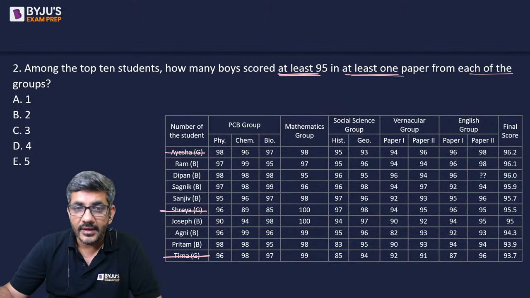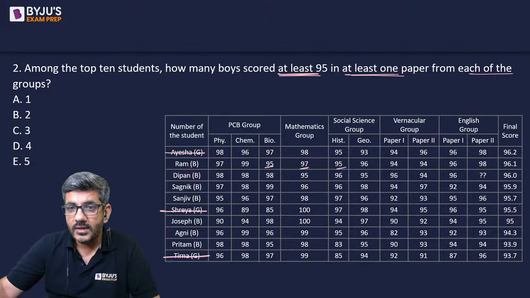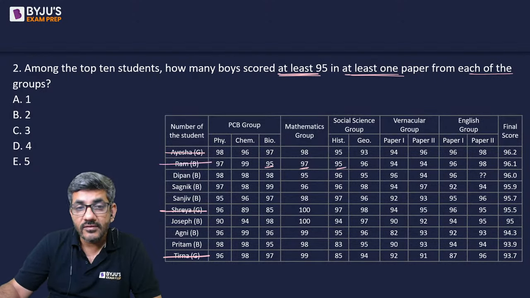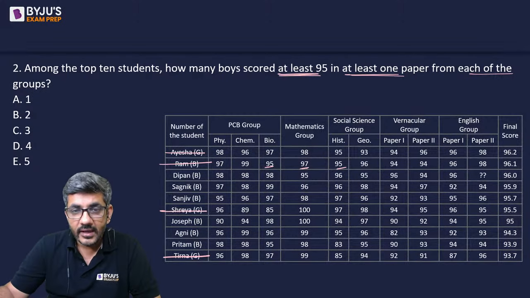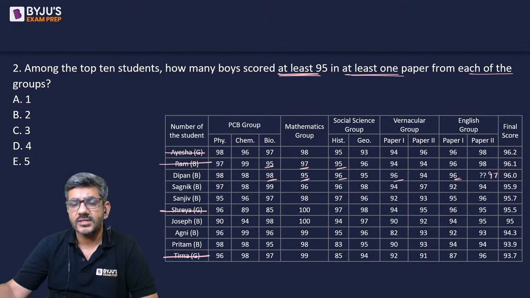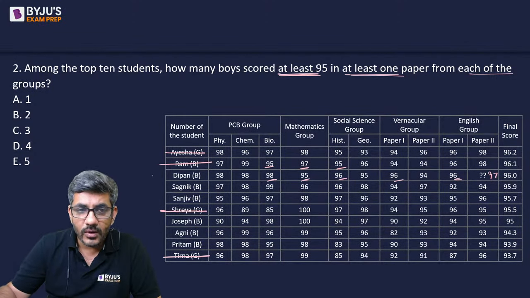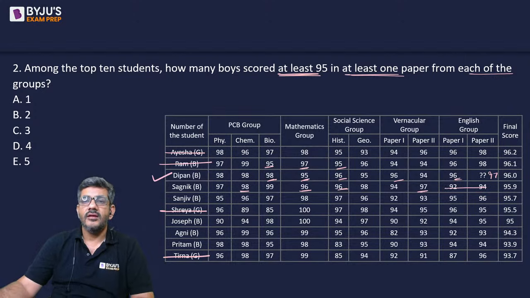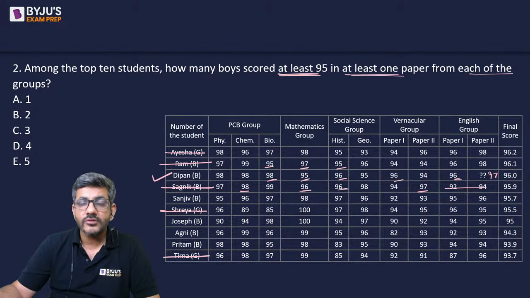When I talk about Ram here, he has at least 95 in this group, at least 95 in this group. But in the vernacular group, Ram does not have at least 95. So even Ram is gone. Let's talk about Deepan. At least 95 is here, here, here, here, and here as well. You will remember, in the last question also, we calculated this. This is 97. So one of the boys is Deepan. Sagnik has at least 95 here, here, here, here. But he does not have at least 95 in the English group. So therefore Sagnik is also gone.